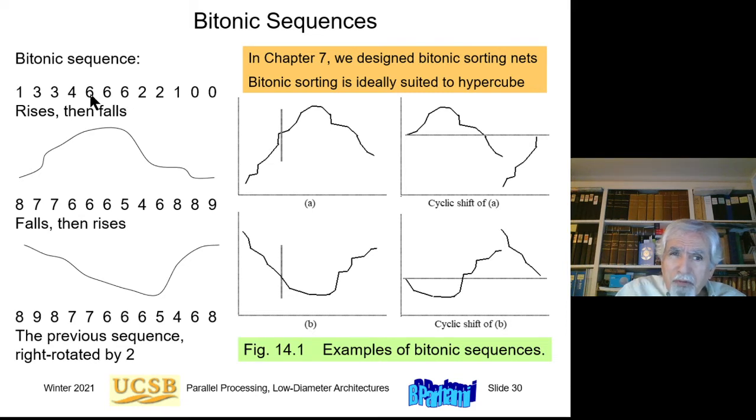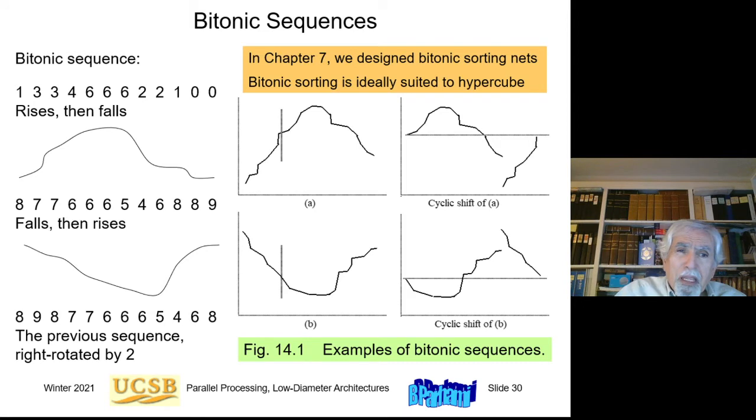Similarly, this part of the sequence, 6, 6, 6, 2, 2, 1, 0, 0, is also monotonic because it only goes down, never goes up. 6, 6, 6, stay the same. Go down to 2, stay the same. Go down to 1, go down to 0, stay the same. So from one element to the next, we either go down, or we stay at the same value.